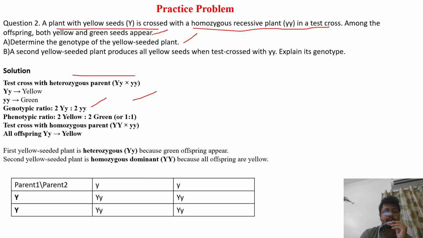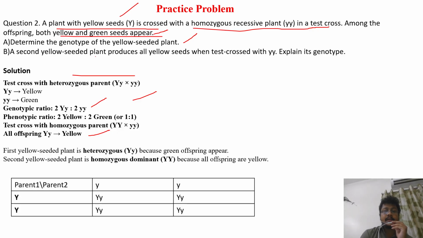And if we test cross a homozygous parent, if the parent is homozygous, which is capital Y, all offspring will be yellow. But here it is mentioned that both yellow and green seeds appear. This means the genotype of the yellow seed plant was heterozygous.